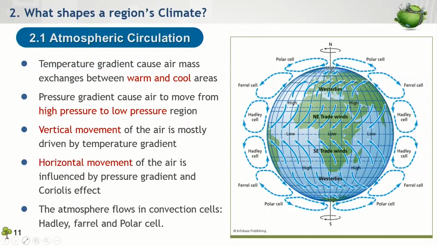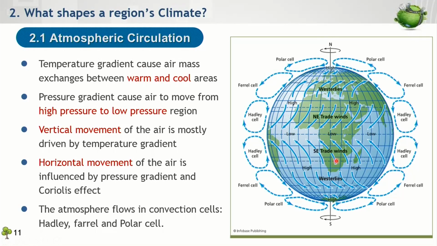So now let's talk about the atmospheric circulation. Just like water molecules, the gas in the atmosphere, or the air, is always moving. The global movement of those air masses is called atmospheric circulation, which is governed by three factors, including the temperature gradient, pressure gradient, and the effect of Earth's rotation. The temperature gradient is the difference in air temperature between two locations, normally between the air at the ground level and at higher altitude. These differences in temperature cause air masses to exchange between warm and cool areas in order to maintain heat energy balance.